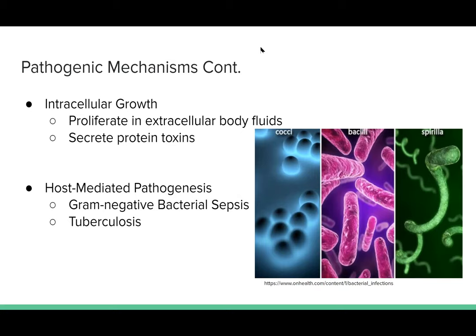This often occurs in gram-negative bacterial sepsis and tuberculosis as well. This will eventually lead to damaged tissues by lymphocytes and macrophages that were released from the body. And sometimes it's so potent it can destroy the host's healthy tissues and allow for the resistant bacteria to grow.